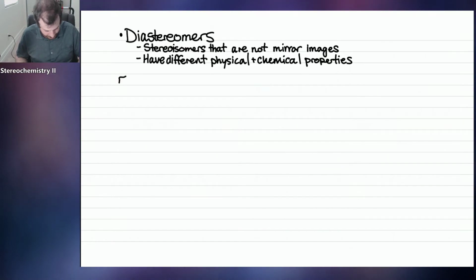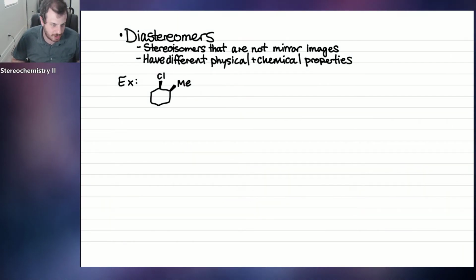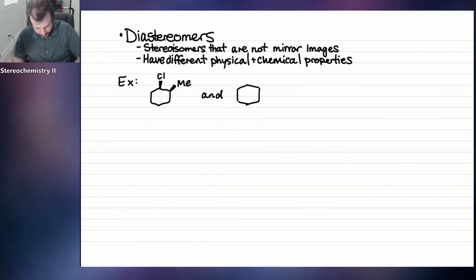So let's take a look at some examples. Let's say we have this cyclohexane with a chlorine and a methyl. Now, to form the enantiomer, remember what we would do. We could either draw its mirror image, or we could flip all the wedges to dashes. But let's say we just flipped one of the wedges to dashes. So we'll take the chlorine and leave that as a wedge, but the methyl, we'll flip that one to a dash. Okay, well, those are definitely stereoisomers with each other.